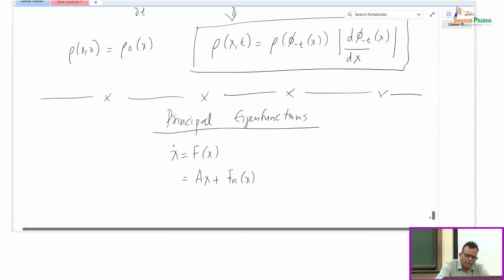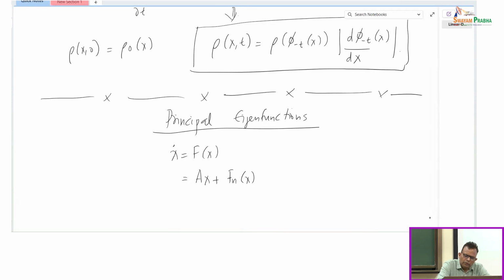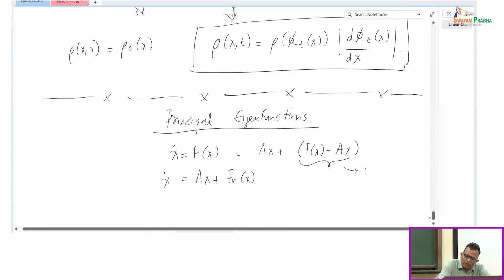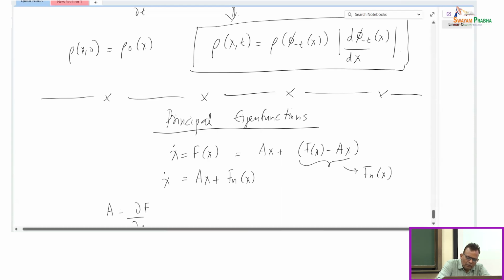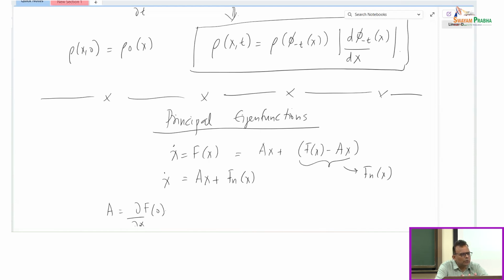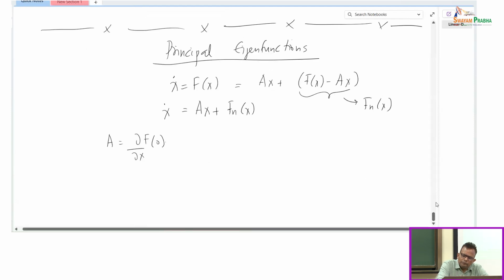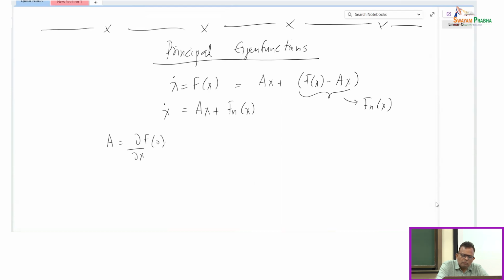Fn of x is the nonlinear part, and Ax is the linearization. So what you're doing is writing this as Ax plus f of x minus Ax, and calling the latter your fn of x. And what is A? A is nothing but partial f over partial x at 0, assuming that 0 is the equilibrium point. So you are linearizing the system at the equilibrium point and then splitting the system into the linear part and the nonlinear part.